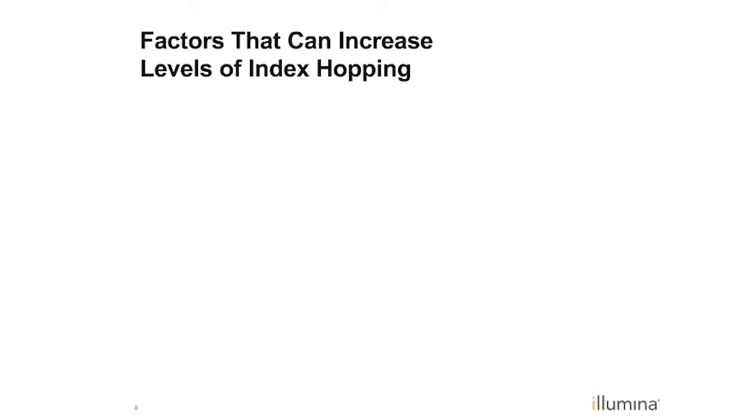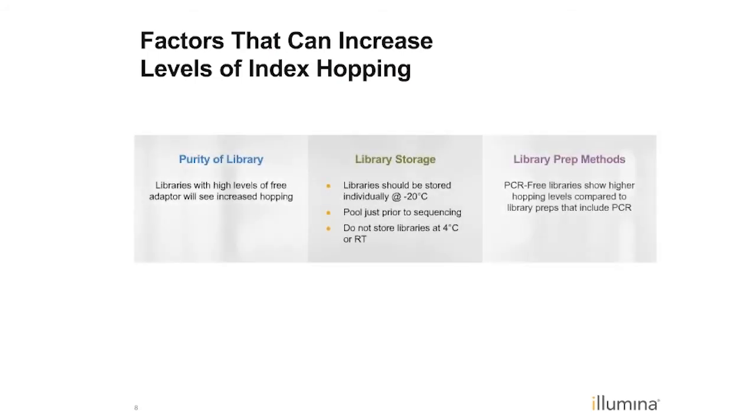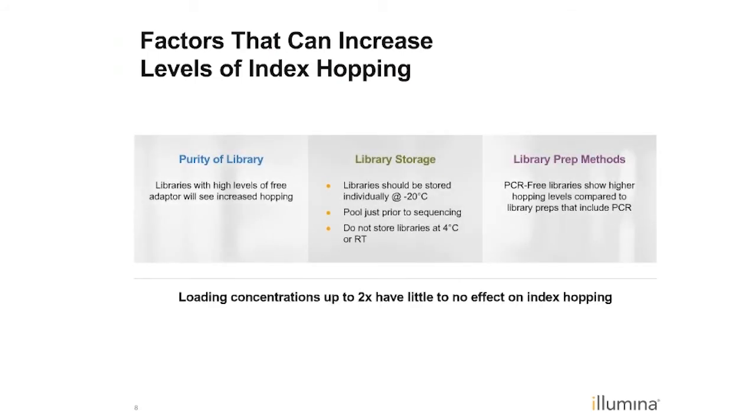So let me talk about some of those current mitigations. Actually, before we get into that, I want to talk about some other factors that can increase levels of index hopping. These are three things that we've looked at extensively: library purity, library storage conditions, and library prep methods. By far, as you'll see in some of the upcoming slides, the purity of the library is probably one of the most important factors that we've seen that can lead to very high levels of index hopping, much higher than expected.